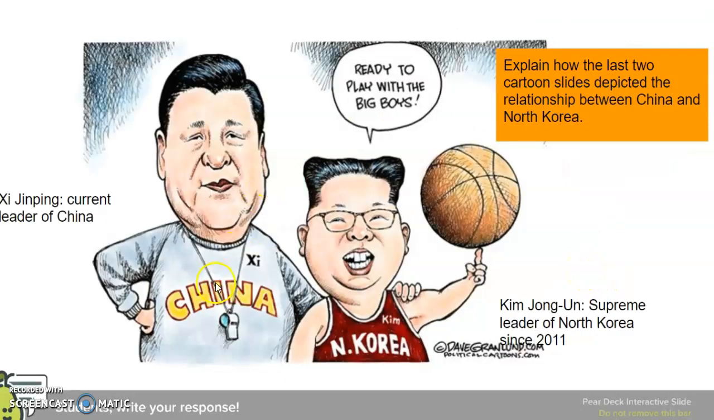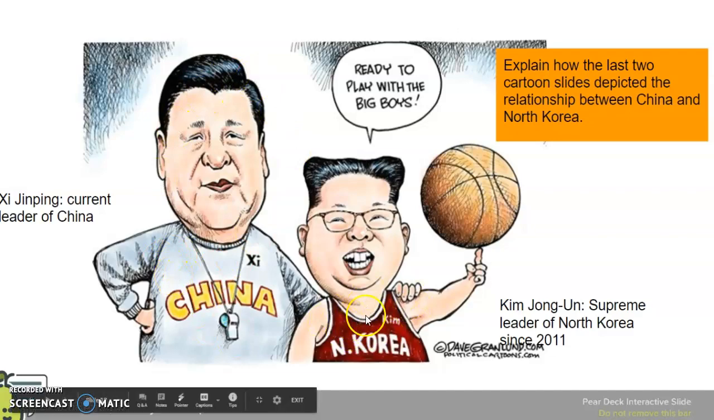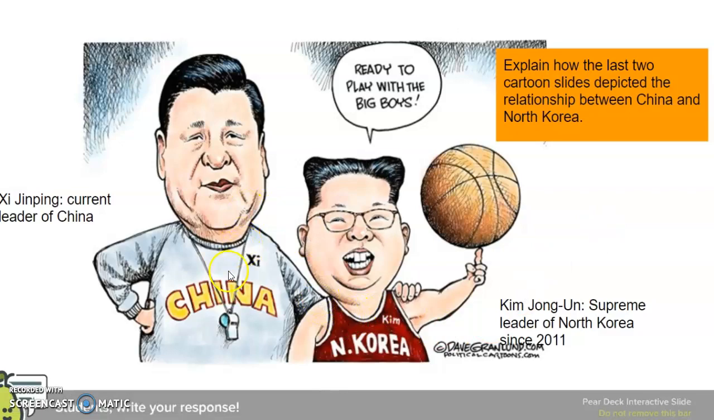In this cartoon, we have Xi Jinping, the current leader of China. We have Kim Jong-un, the current leader of North Korea. And you'll see he's the coach with the whistle, and he's the kid. So it's the idea that China acts as sort of a parent to North Korea. And you'll see Kim Jong-un says, ready to play with the big boys. So the fact that China has his arm around him, you're supposed to explain how the last 2 cartoon slides depict the relationship between China and North Korea.